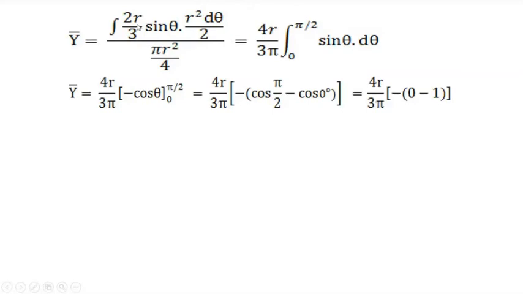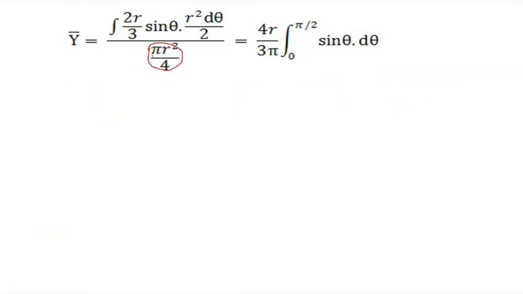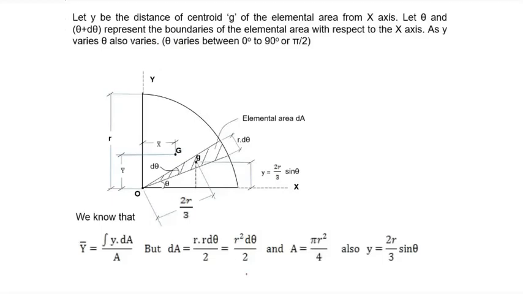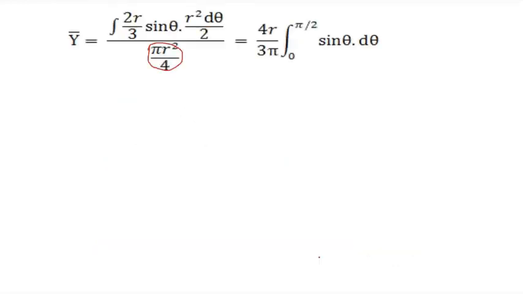One more difference is the area of the semicircle, the total area in this formula, because this is y into dA divided by A. The dA remains the same, r square d theta by 2 only. But the area of a quarter circle will be pi r square by 4, whereas in the previous case it was pi r square by 2. So that is one more difference which you can observe here.